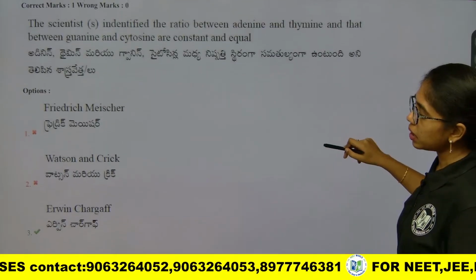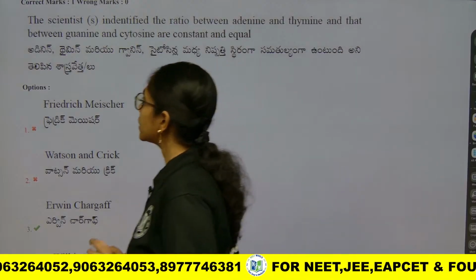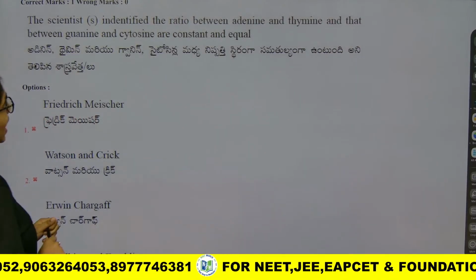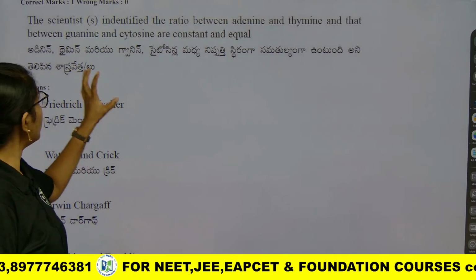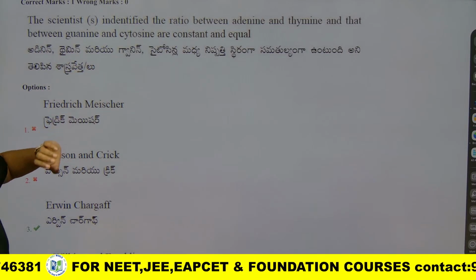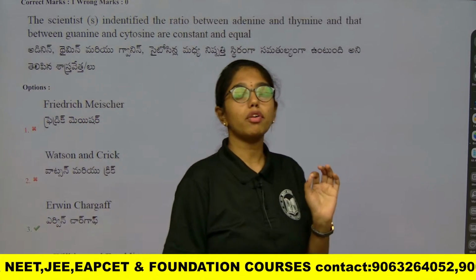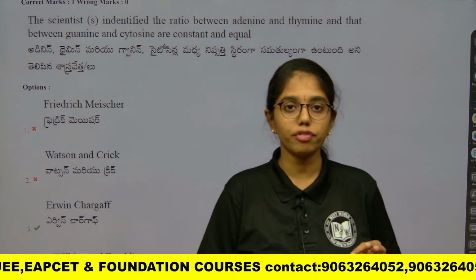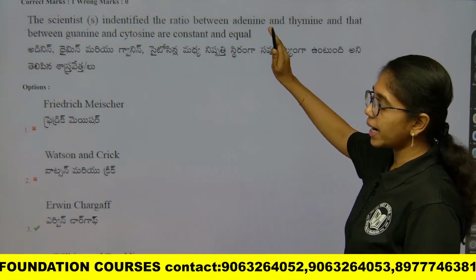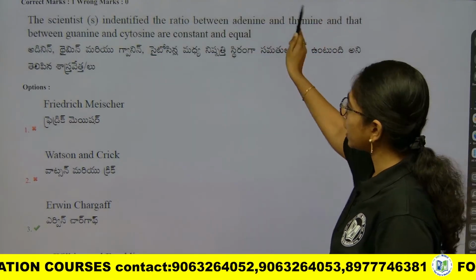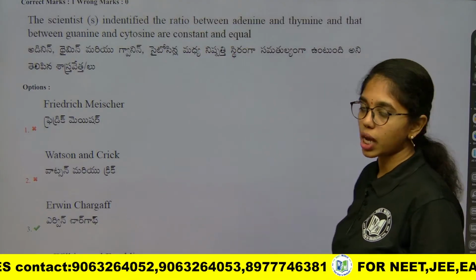This you see, completely this is from molecular biology, especially with respect to scientists and their discovery. The scientist identified that the ratio between adenine and thymine and between guanine and cytosine are constant and equal. These are given from the principles of which scientist? Chargaff's laws. So here the scientist who said that the ratio between adenine and thymine and between cytosine and guanine is constant is Erwin Chargaff.